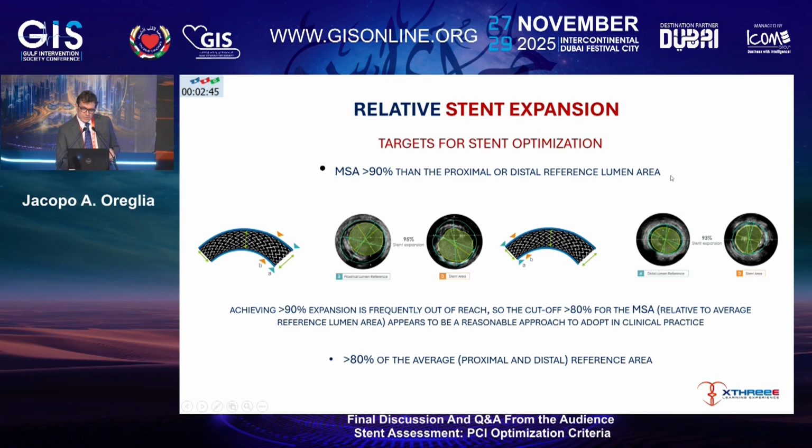So this is what we say. We have to have a minimal stent area which is more than 90% of the proximal or distal reference lumen area, so we have to compare this area. But sometimes to achieve the 90% we can have problems like perforation, like overexpansion, like dissections at the edge of the stent. So we can accept an area which is more than 80% of the average reference area. So we make the average between the proximal and distal reference areas, and we need to achieve more than 80%.